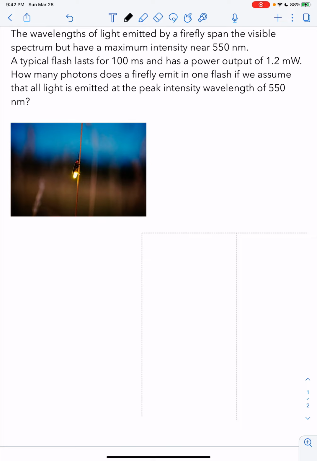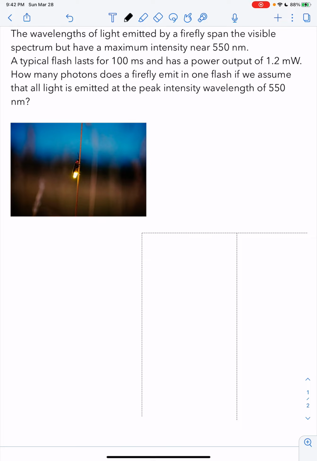Now, a typical flash of light from a firefly is very brief. If you've ever seen them, you'll suspect this. So let's say, for this question, the amount of time in one flash is 100 milliseconds, and it has a power output of 1.2 milliwatts. The question is, how many photons does a firefly emit in one flash if we assume all the light is emitted at that peak intensity wavelength?